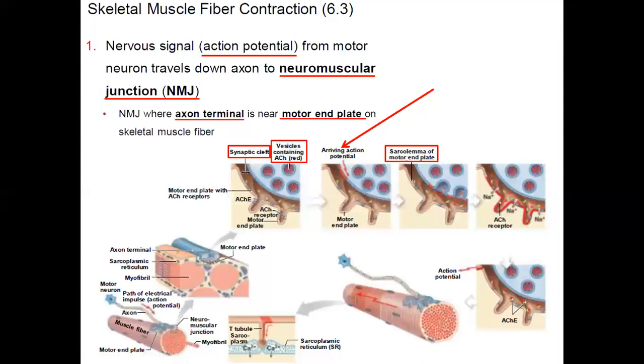We've got an action potential, this electrical signal, that has traveled all the way to the end of a neuron and reached the axon terminal. So right here is this red lightning bolt where the action potential has reached the axon terminal. It's really important, okay?